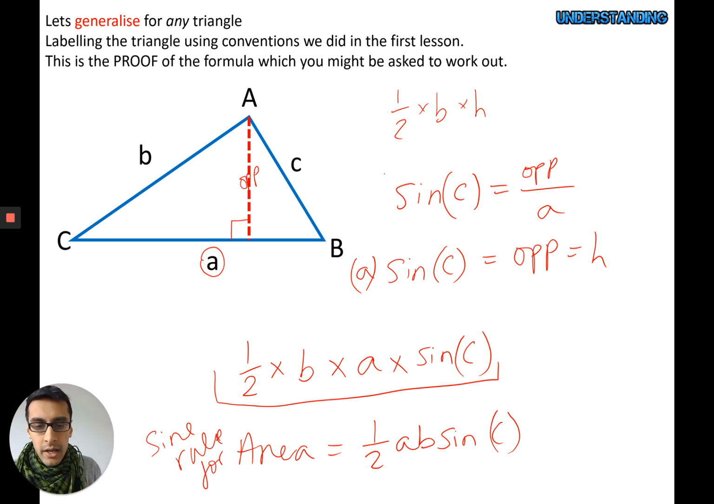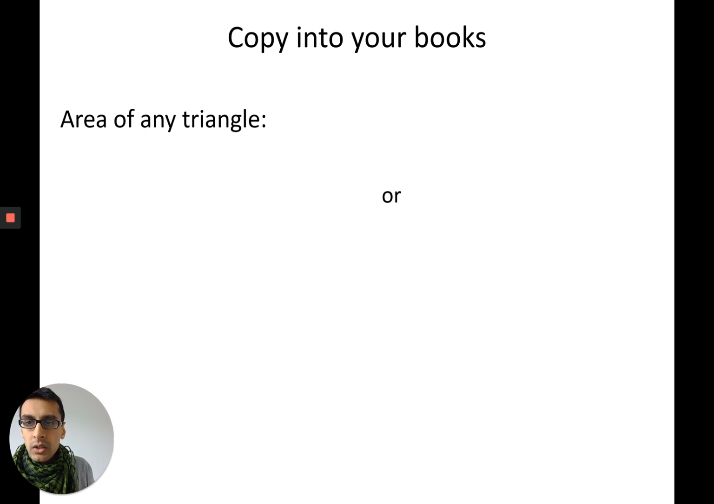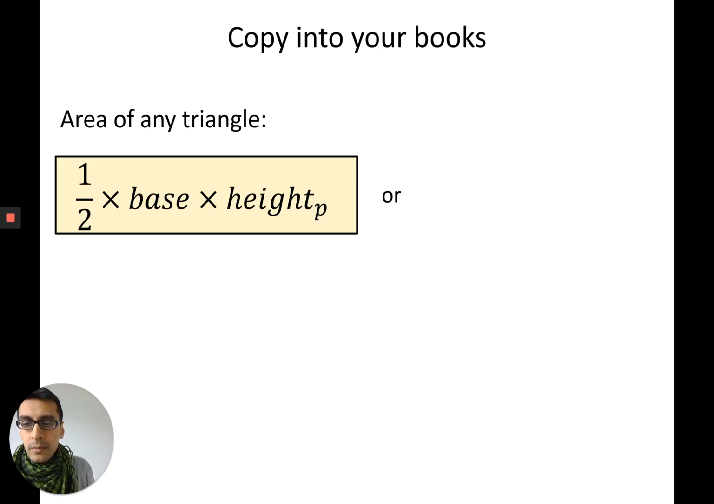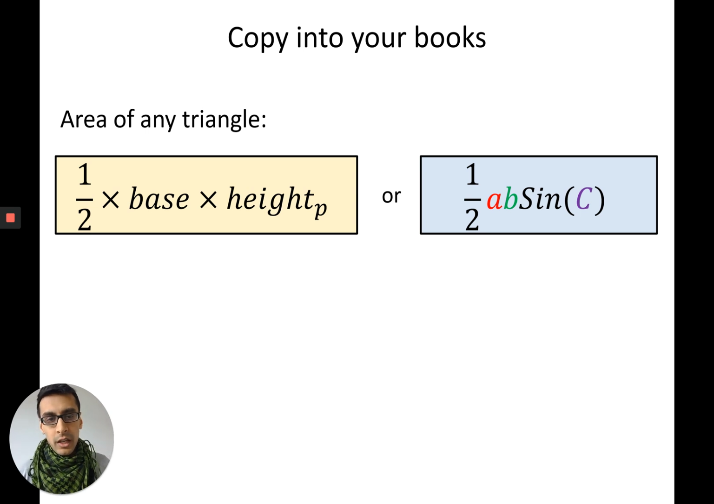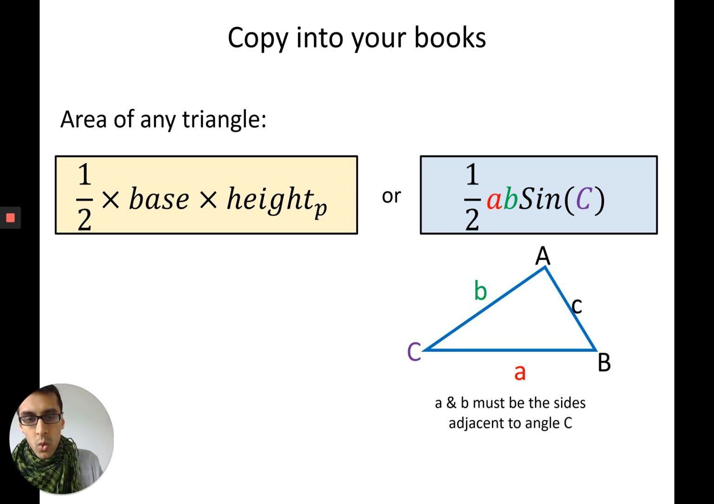And you need to know that, you need to memorize this formula, but you also need to be able to show all the working out that I've shown here. So in your books, can you copy this out? The area of a triangle is half times base times height, or half AB sine C, where A and B must be the sides adjacent to angle C, if that's angle C.